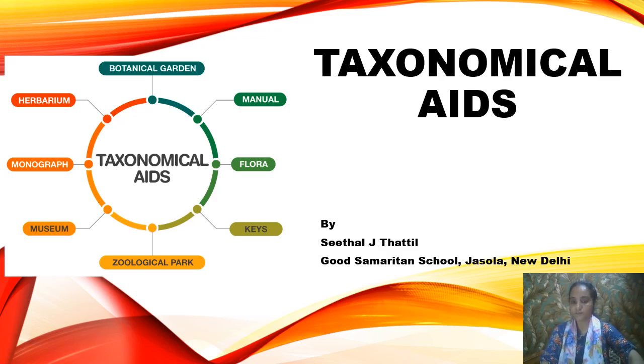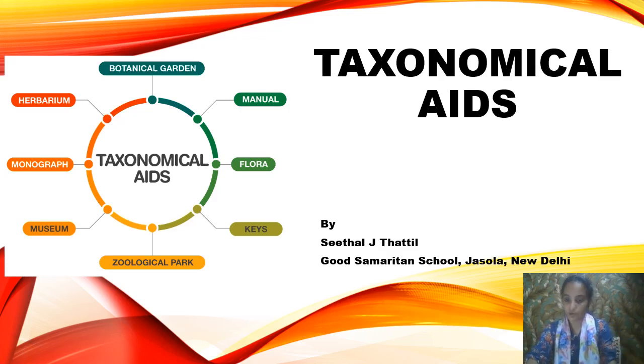It's also a very simple topic for you people. That is taxonomical aids. Now let's have a detailed study of the different taxonomical aids that we use for taxonomical classification. So what do you mean by the word aid? Aid means something that helps us. And for what do you need the help? You need the help for taxonomic classification.